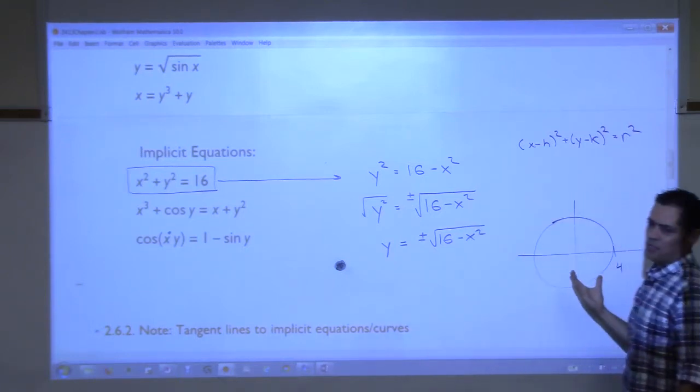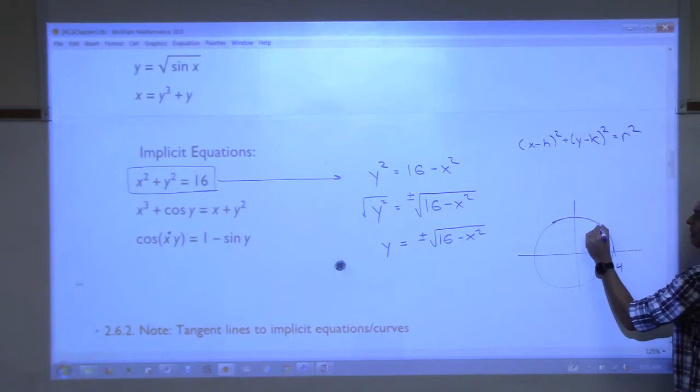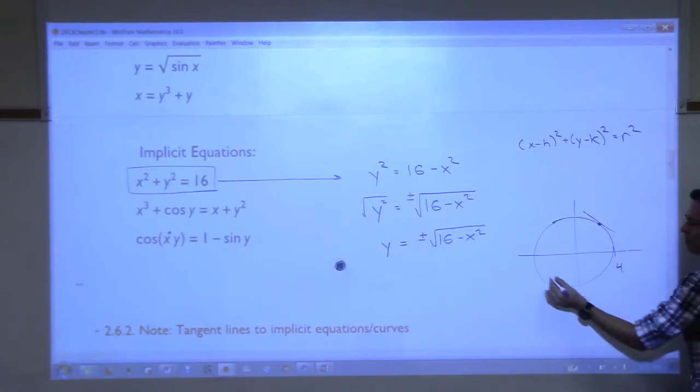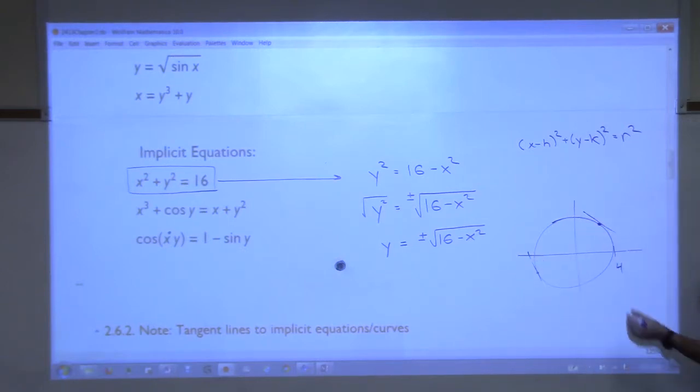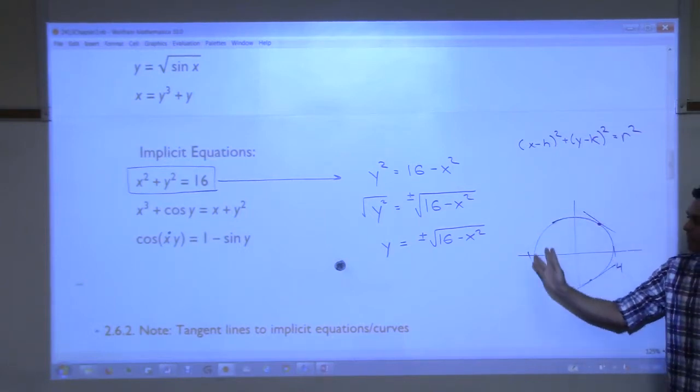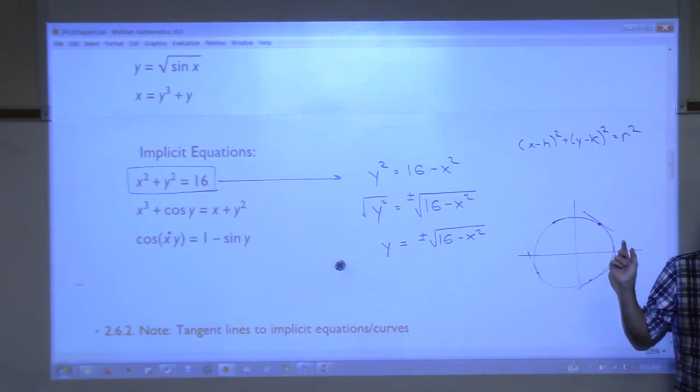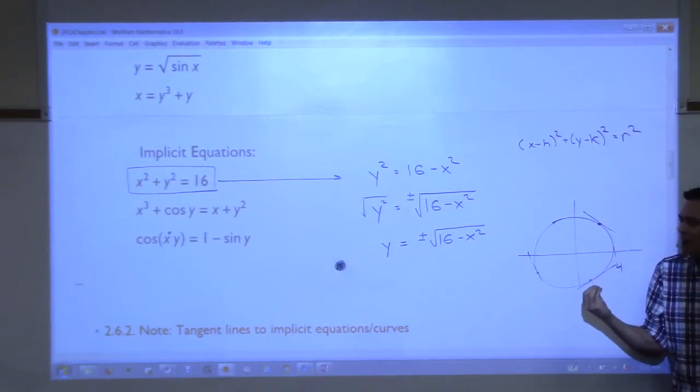But it has tangent lines. I mean, come on, right? Look, if I pick a point, there's a tangent line there. If I pick a point over here, there's a tangent line. Pick a point right here, there's a tangent line. So this graph has tangent lines. The question is, can we actually find them?